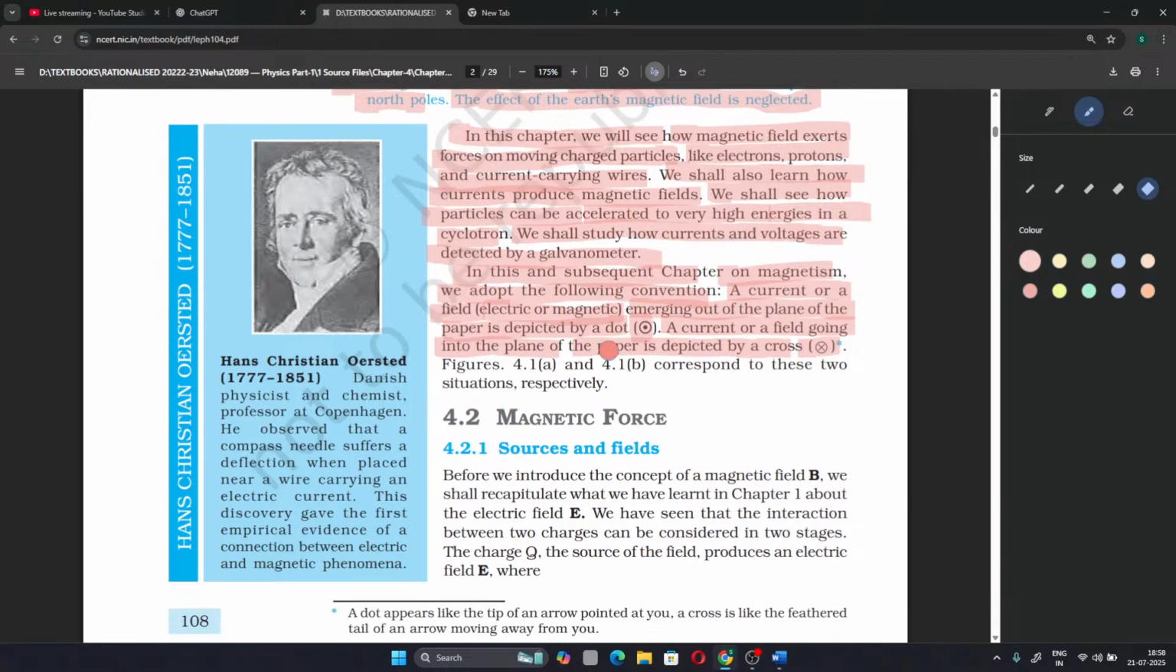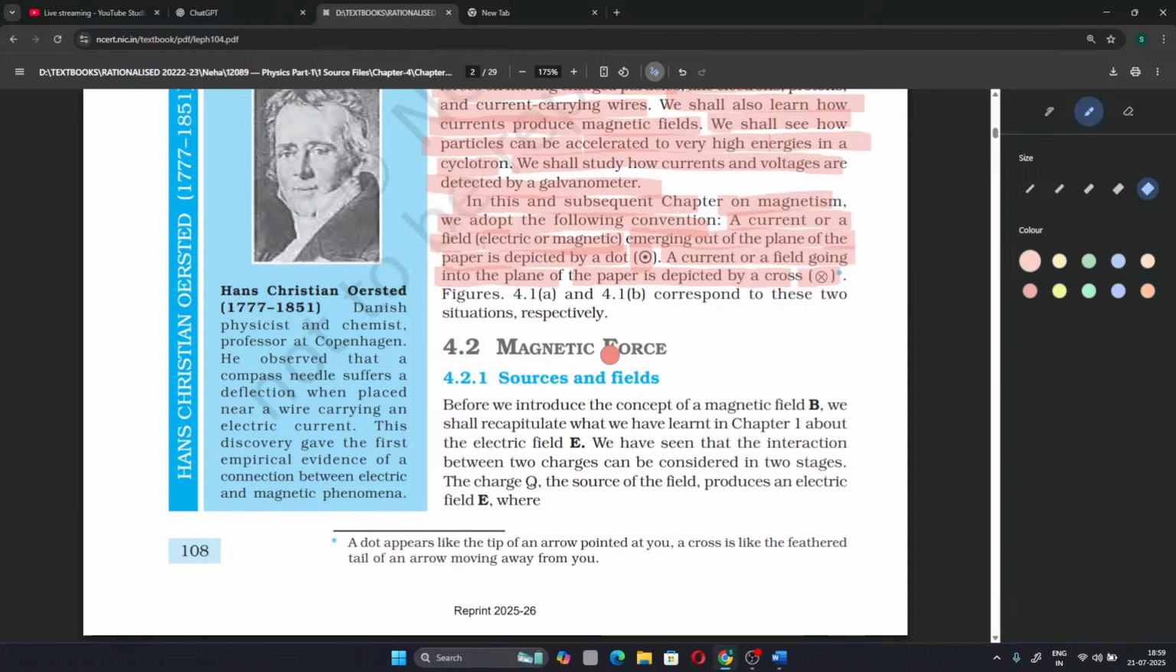They gave some information about Hans Christian Ørsted. Basically, I will read it out. 1777 to 1851, Hans Christian Ørsted, Danish physicist and chemist. He observed that a compass needle suffers a deflection when placed near a wire carrying an electric current. This discovery gave the first empirical evidence of a connection between electric and magnetic phenomena. Okay, that was all about him.